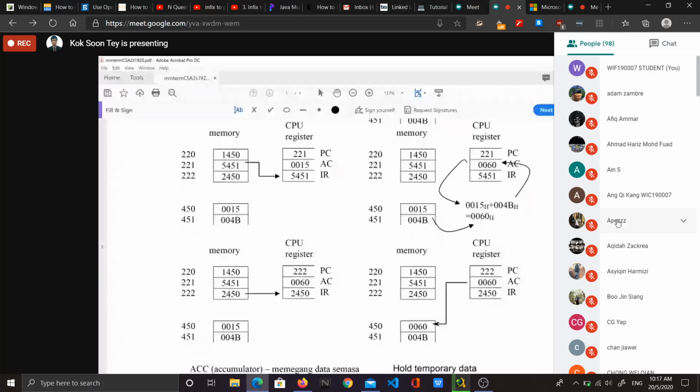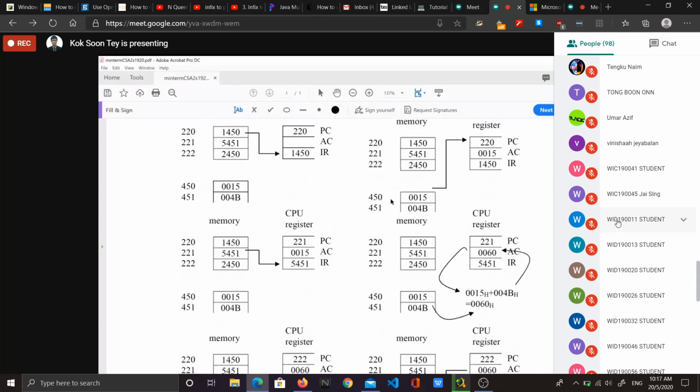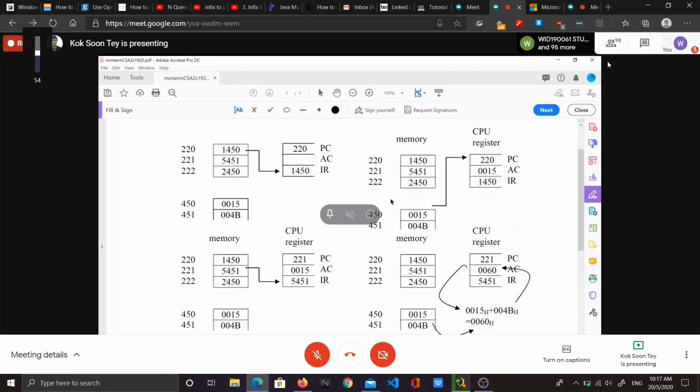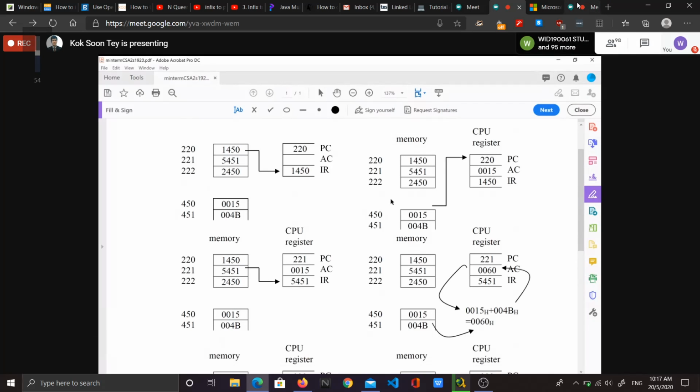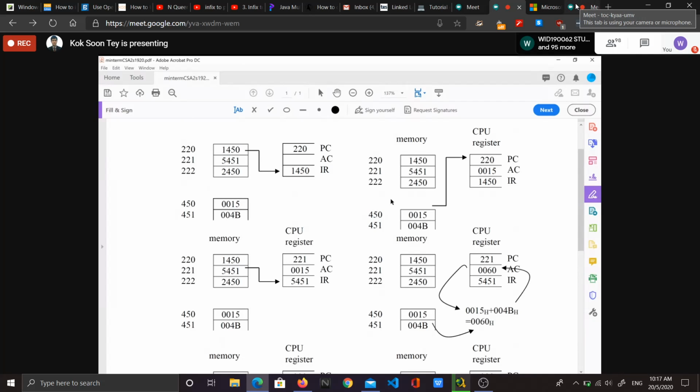Question number 3. Ah, this one, question number 3. You are all computer science students, surely you know this. Question number 3. Yeah, correct.